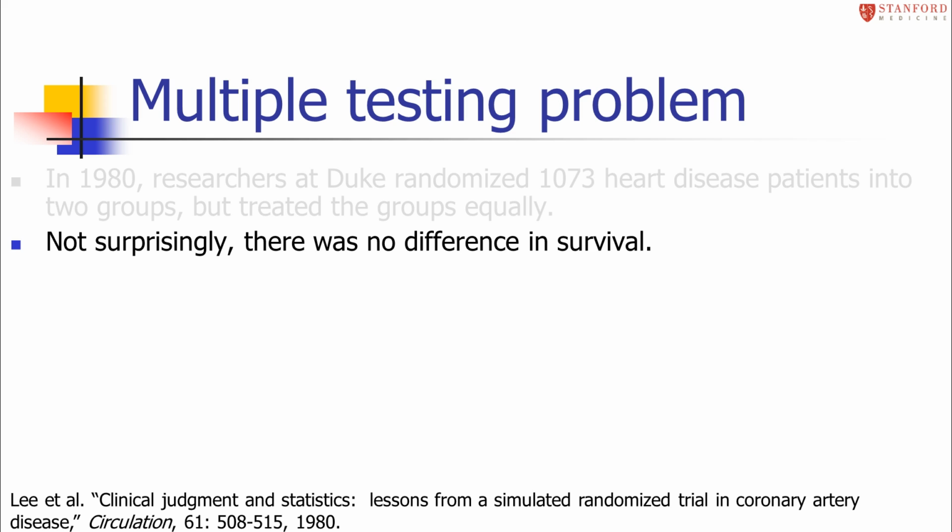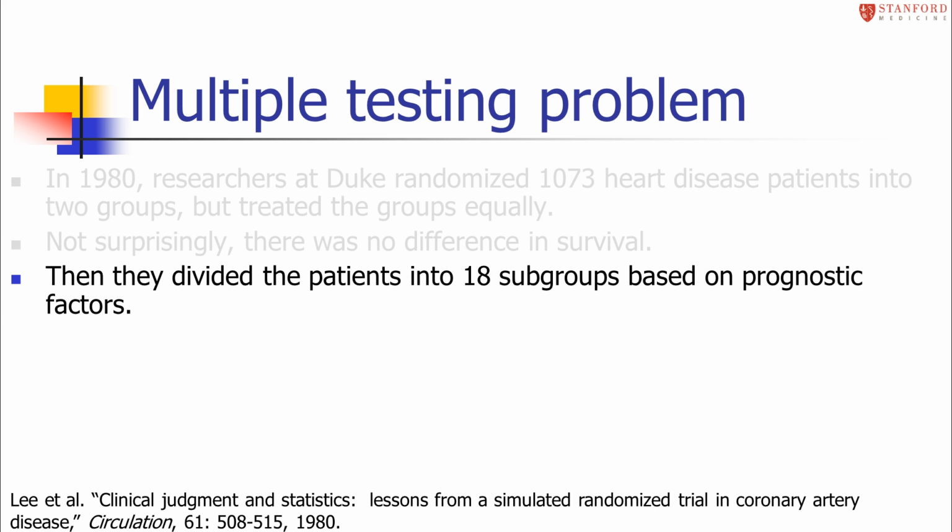Then the researchers tracked the survival of those heart disease patients, and not surprisingly, there was no difference in survival between group 1 and group 2. We'd be really surprised if there had been a difference. But then the researchers went on and did the following. They started to divide those 1,000 patients up into subgroups based on prognostic factors.